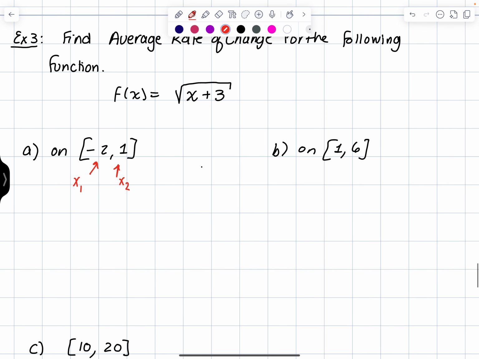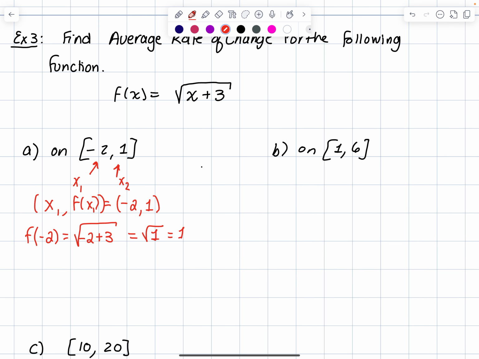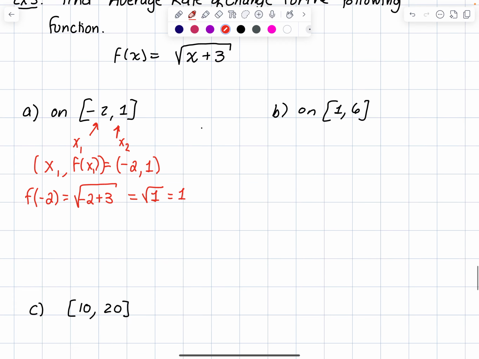So let's create our ordered pair. So we have x1. We need f of x1. So we have negative 2, comma. If we evaluate f of negative 2, we get square root. We plug in negative 2 plus 3. That gives me a square root of 1, which is just 1. All right, that's good. Now we need to calculate f of 1, which is square root of 1 plus 3, which is square root 4, which is 2.